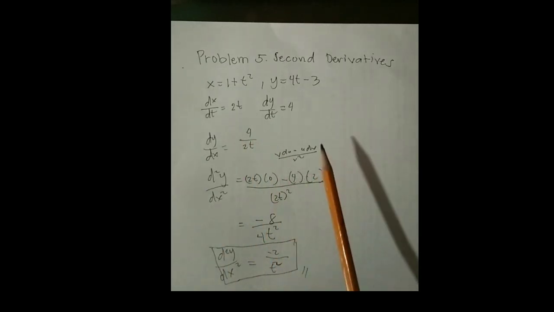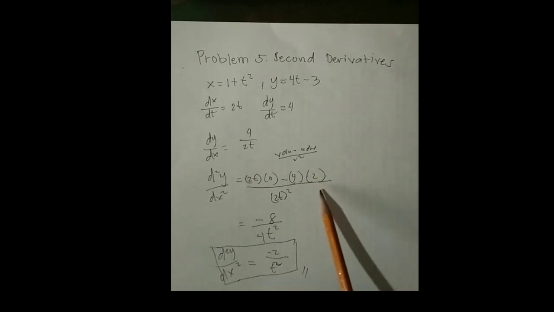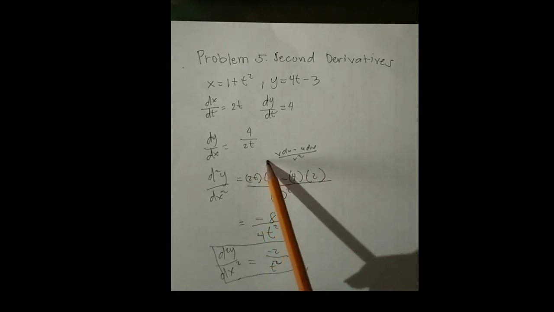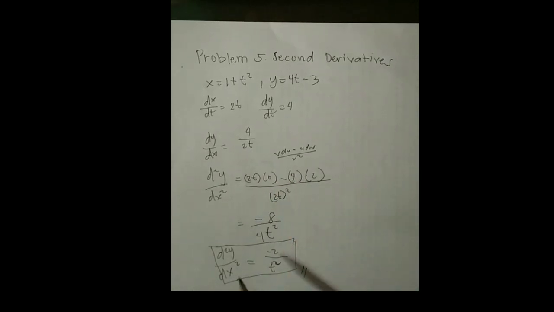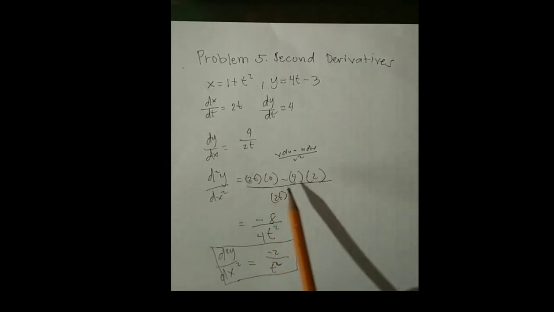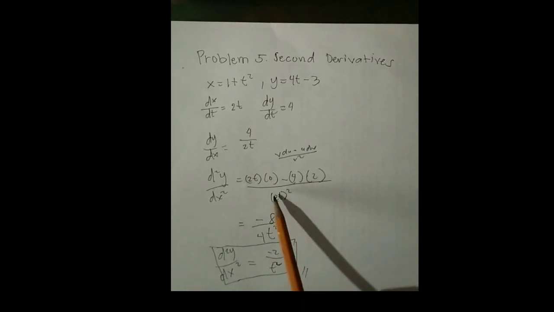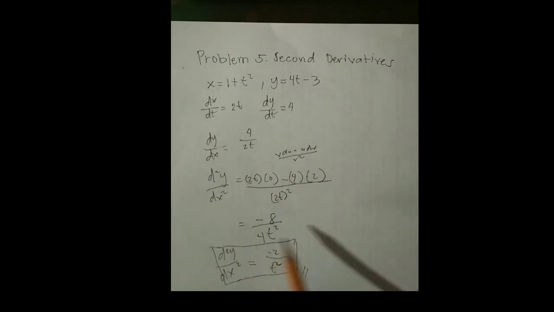2 times 0 is equal to 0. 2 times 4 is equal to negative 8 over 4t squared. But this is not the final answer because we need to simplify. So negative 8 divided by 4 is negative 2. And then 4t squared divided by 4t squared is 1, so it's automatically t squared. So the final answer is negative 2 over t squared.